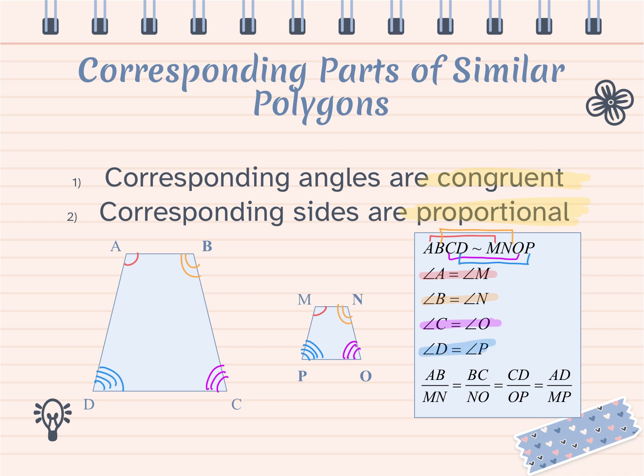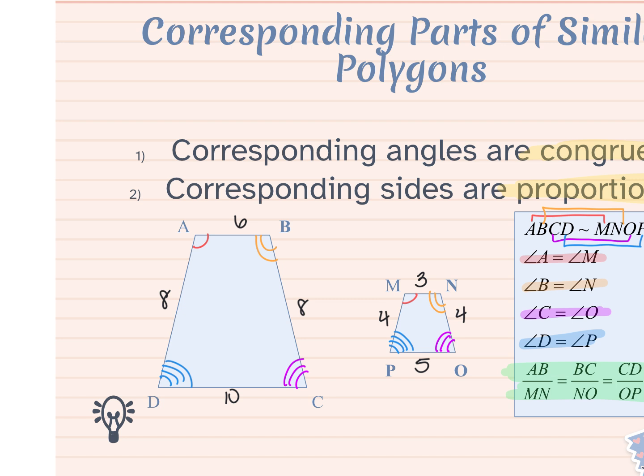And then my sides are proportional. So now I'm dealing with my sides. Looking at my sides, they're going to be proportional. What do I mean by that? I'm going to give you side measurements. I have 6, 8, 8 and 10, and then I have 3, 4, 4, and 5. So I'm going to write a proportion. AB over MN, I have 6 over 3, which gives me 2 over 1. Same thing for the other side: 8 over 4, 2 over 1. Keep in mind I'm following that pattern of my left image over my right image. And then 10 over 5, which is going to give me 2 over 1.